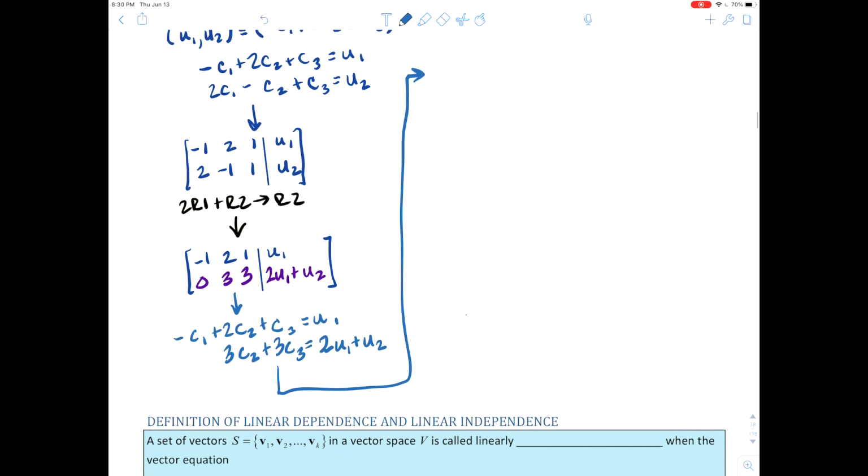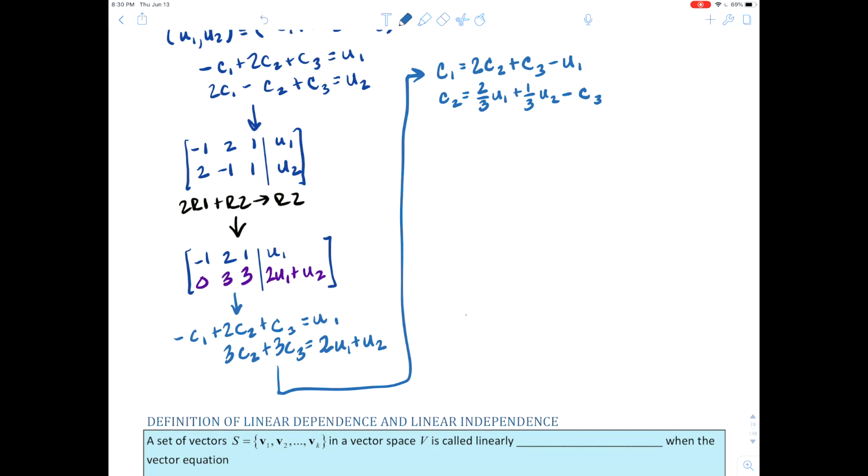All right, so continuing this system, let's start isolating stuff. So if I isolate C1, I will get, with some algebra, positive 2c2 plus c3 minus u1. And if I isolate c2, I will get 2/3 u1 plus 1/3 u2 minus c3. Cool so far?